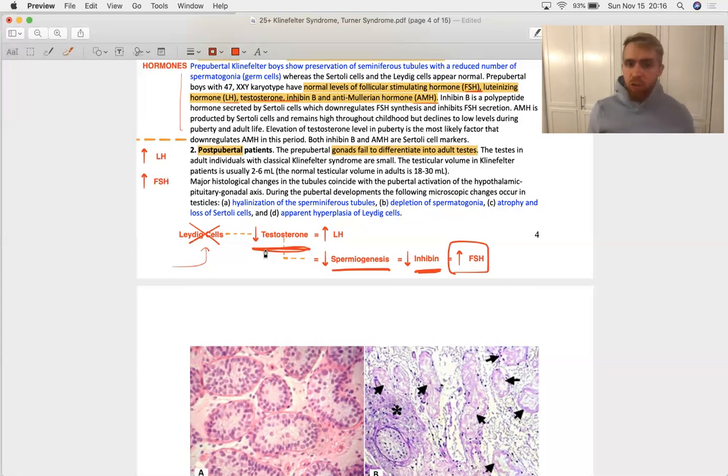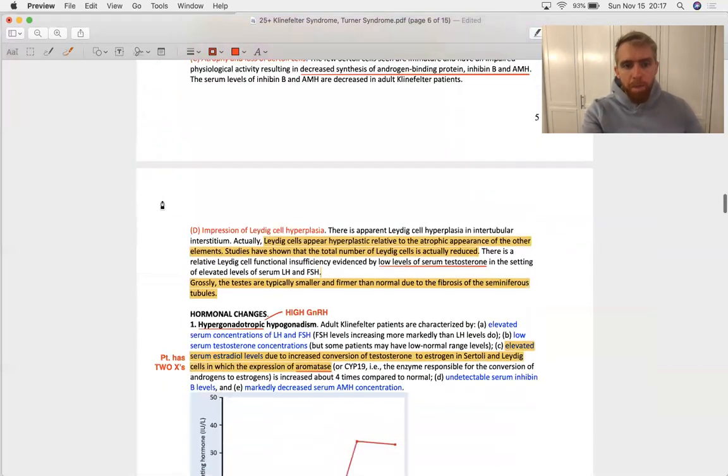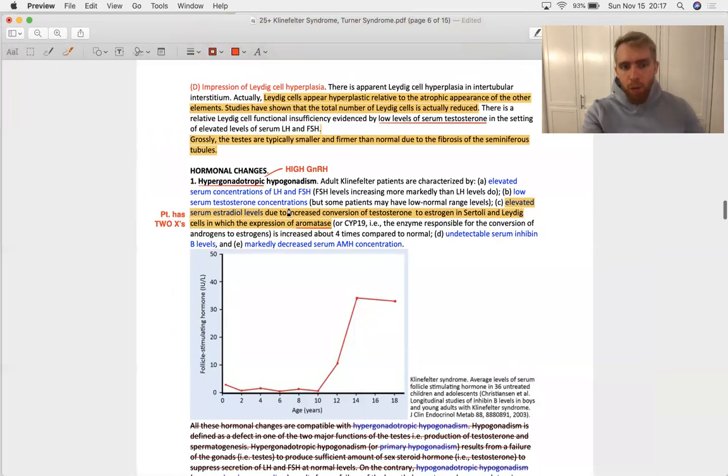On the other hand, it's going to be increased because you're going to realize that you need more testosterone because you won't see it in the bloodstream. Your pituitary won't perceive it. So you'll crank out the GnRH and you'll crank out the LH and the FSH, and that's the characteristic lab finding of Klinefelter syndrome. It's called hypergonadotropic hypogonadism.